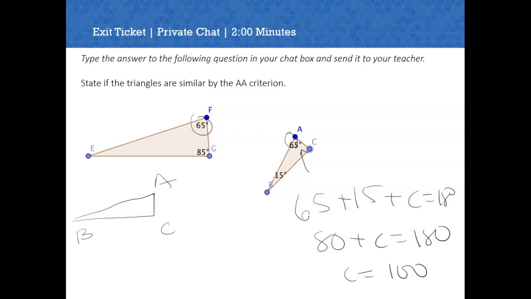So are those similar? Well, 85 does not match up with 100. So these are not similar. So it's a pretty simple criterion. We're just checking two angles, but you just need to make sure you check the orientation so you know which angles you're comparing.